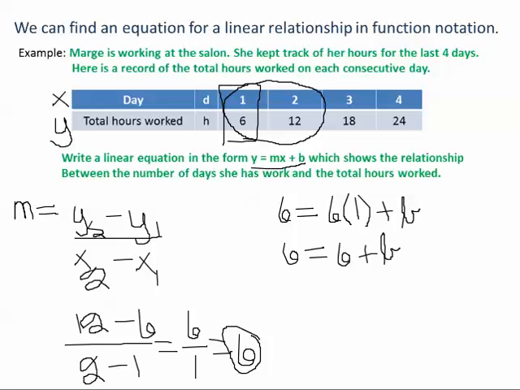And I want to solve for b, so I need to get rid of this 6. I'm going to subtract 6 and subtract 6 from this side, and I get 0. So my b is 0.